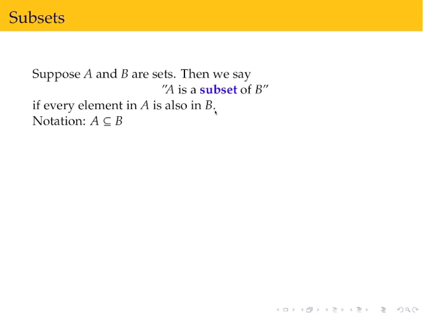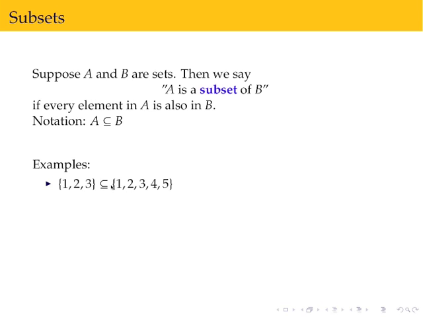So for example, first we have our notation. This is how we write A is a subset of B. For example, I have two sets here. The first one is 1, 2, 3. The second one is 1, 2, 3, 4, 5. Everything in this first set is in this second set. Shows up right there at the beginning.